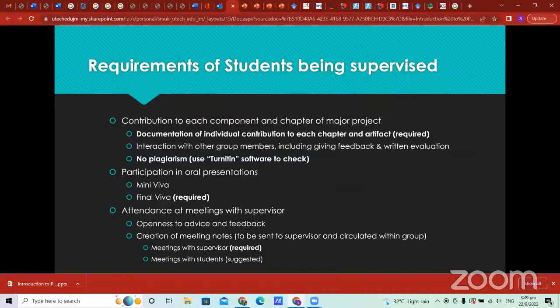You're required to participate in oral presentations, and we said earlier that there are 2 types of presentations, the mini Viva and the final Viva. You're required to attend meetings with the supervisor and be open to advice and feedback. It is best practice to create meeting notes, so it's required to have notes of the meeting with the supervisor. Remember, it's only 4 per whole academic year that is required. Everything else is bonus. And we suggest that you have meetings with students, whether face-to-face or through any other online feature that you care to use.